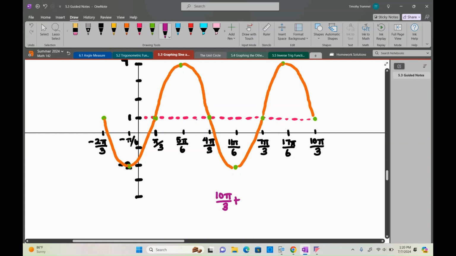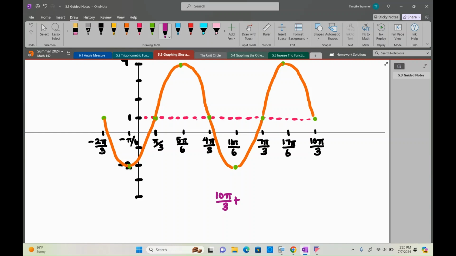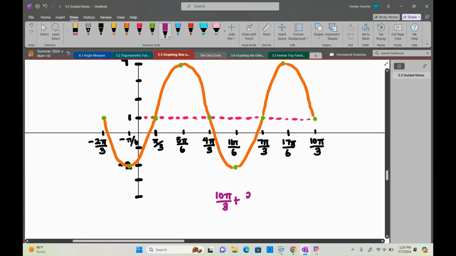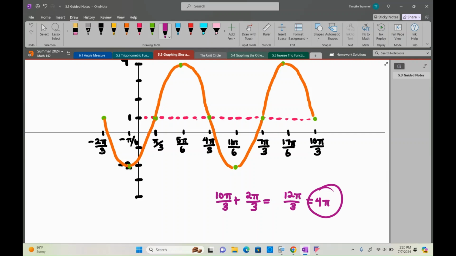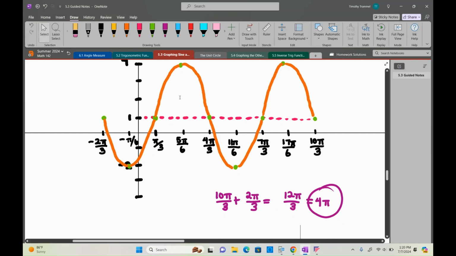So we have 10 pi over 3 from 0 to the right. And then from 0 to the left, we have 2 pi over 3 units in distance. So this is 12 pi over 3, which is 4 pi, which is double the period for this function. So we've actually graphed, again, precisely two periods here.